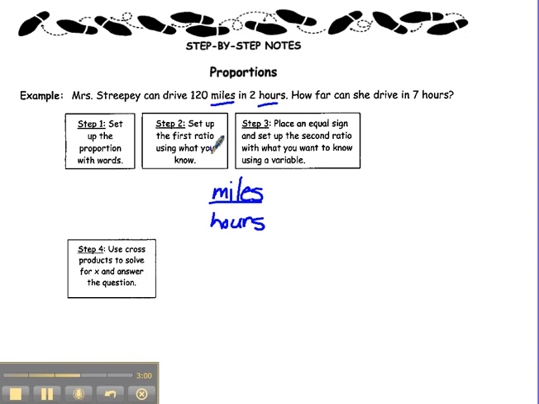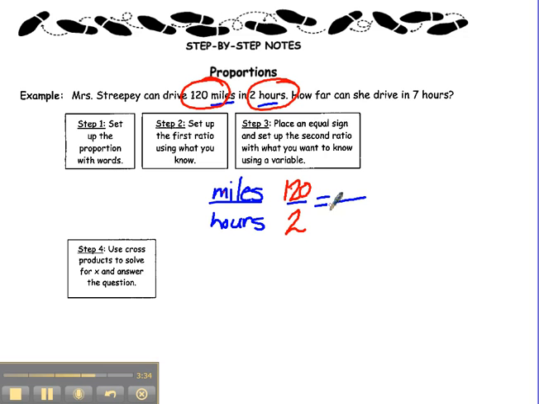Step 2, set up the first ratio using what you know. So we know we're going to end up with two ratios set equal to each other. Our first ratio, this one right here, is what we already know. It's usually in the first sentence of your word problem. And here it is right here. We know that I can already drive 120 miles in 2 hours. So 120 matches the miles, so it will go on top with the word miles, and 2 hours, so 120 miles in 2 hours. Your second ratio will be what it is you're trying to find out right here.